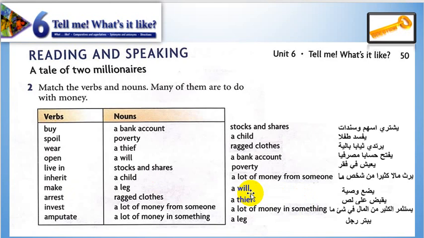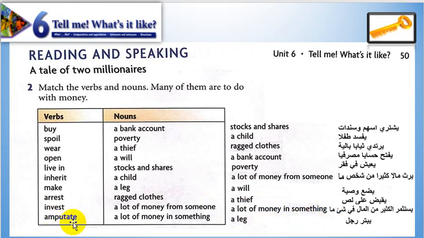This is also, as we said, a collocation, or as we discussed in unit 5, the hot verbs. The expressions with these verbs have little meaning. Make a will, ضع وصية. Arrest a thief, يقبض على لص. Invest a lot of money in something, يستثمر الكثير من المال في شيء ما.